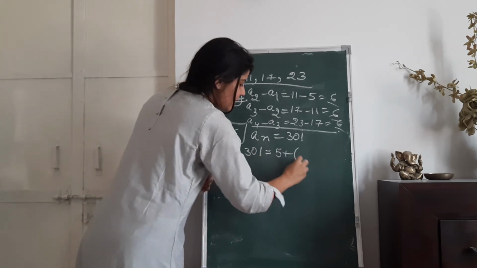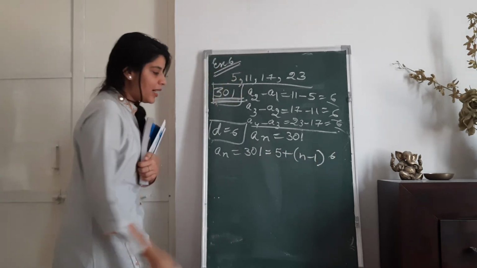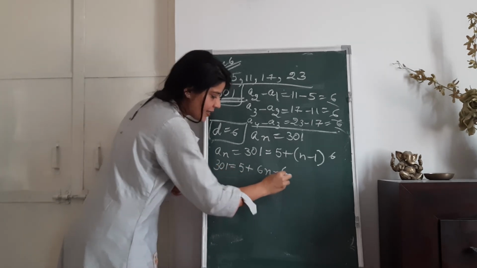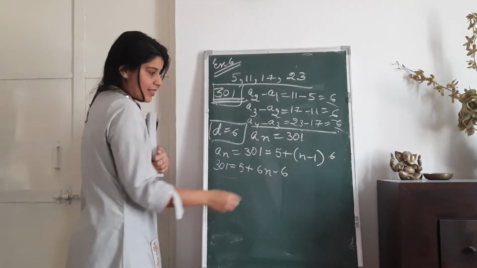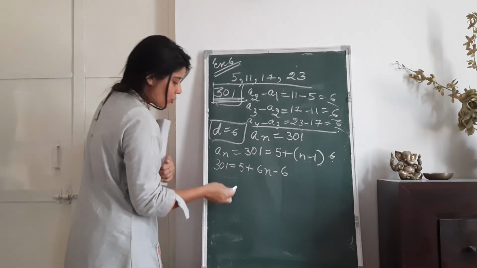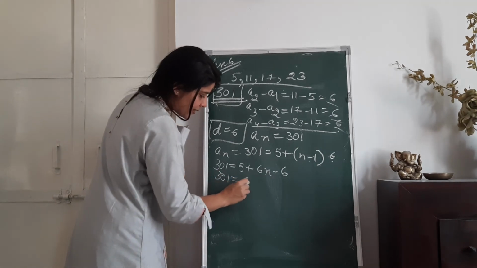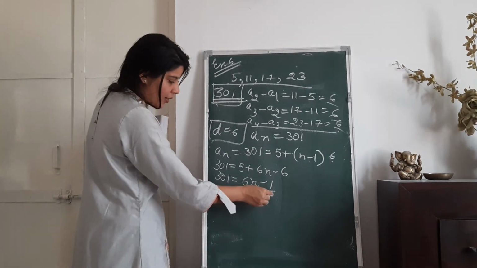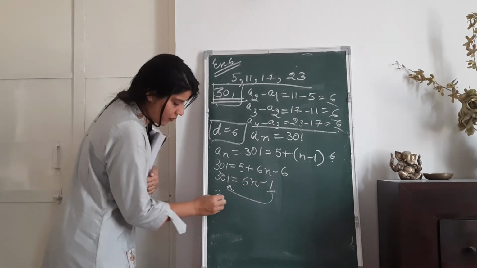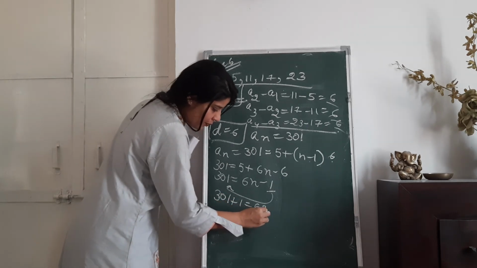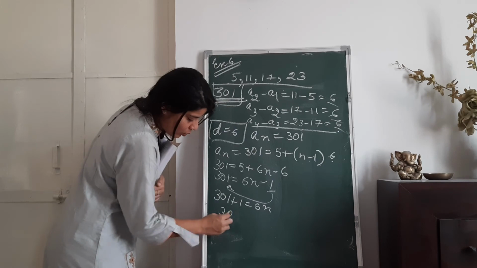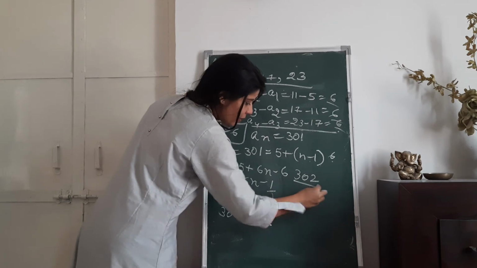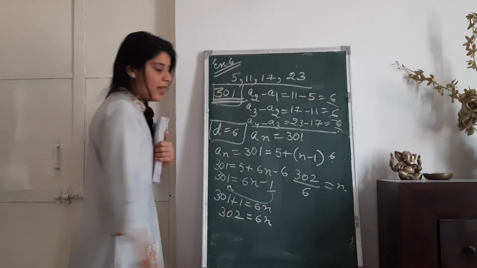That is 5 plus n minus 1 into d, which is 6. So 301 is equal to 5 plus 6n minus 6, right? Multiplying this by this is positive, so no problem. So 301 is nothing but 6n minus 1, since 5 minus 6 is minus 1. This minus 1 will move here. So I will have 301 plus 1 is equal to 6n, that is 302 is equal to 6n. Now 302 divided by 6 is going to be equal to n.